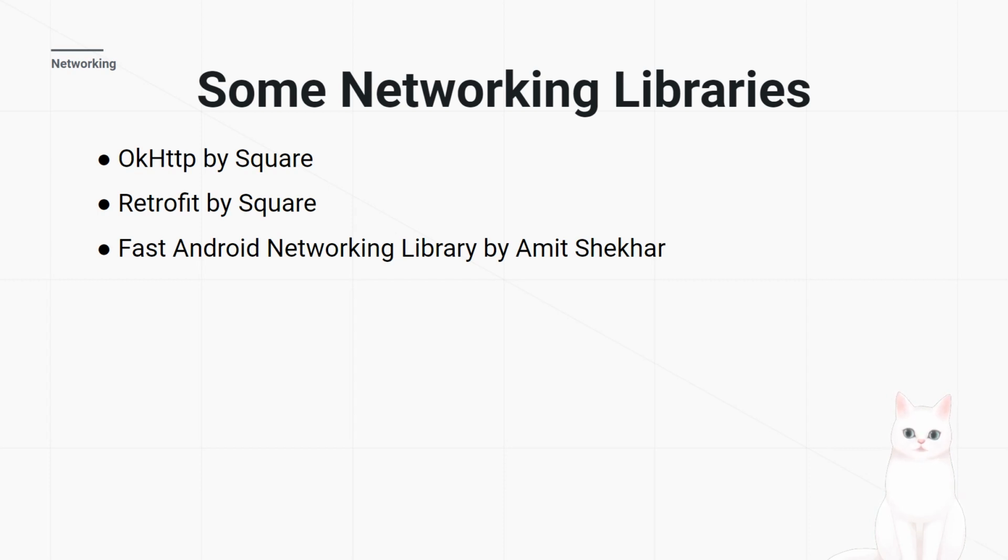There's also a similarly popular one called Retrofit, also by Square. And then if you look up Android networking library, the first one that comes up will be the Fast Android Networking Library by Amit Shekhar, which is also built atop OkHttp. So if Square falls out of the small business options, they have apparently the Android networking sector to go into because they have a monopoly there.